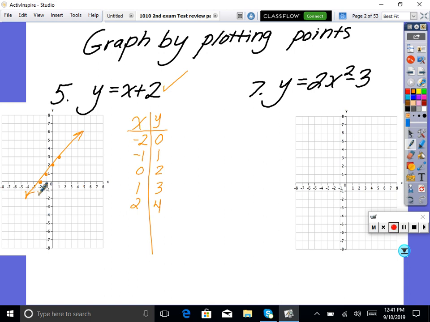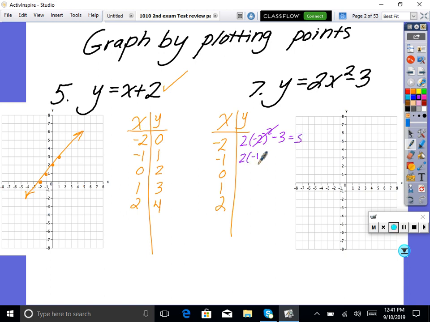Same thing here, it says graph by plotting points. So I would make an XY chart here. And then -2, -1, 0, 1, 2 is usually where I start, and then if I need more points, I can. With this one, we're going to have 2 times -2 squared minus 3. So be careful to make sure to do that. That's 4 times 2 is 8. 8 minus 3 is 5.